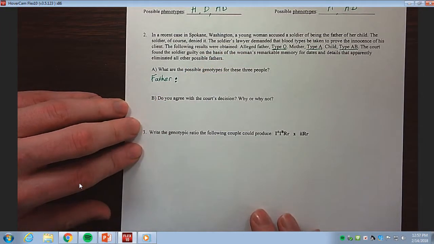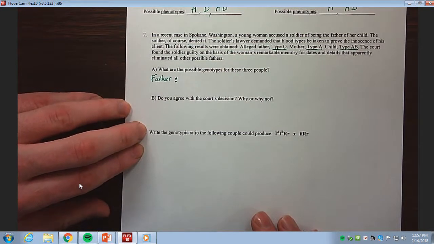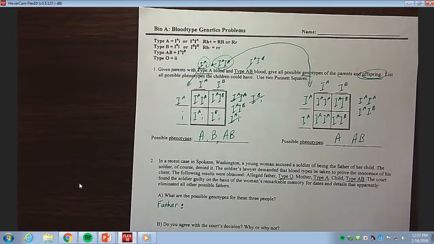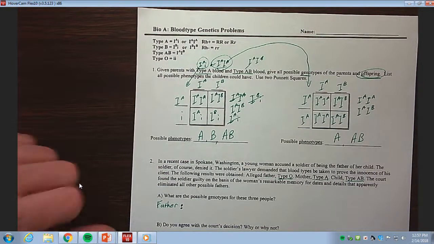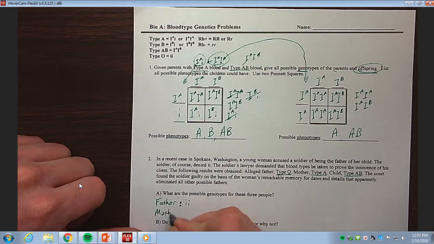For type O blood, that is exhibiting neither of the dominant alleles. And again, you can scroll back up here and look at the key. You can see the genotype is listed right there. So let's fill that in. Lowercase i, lowercase i.